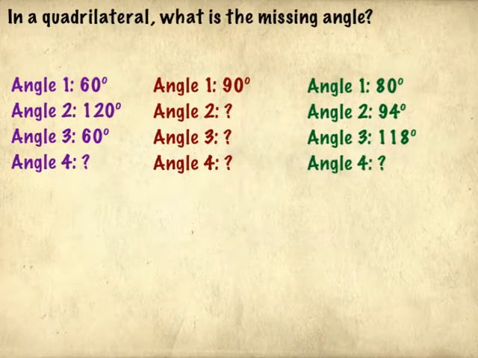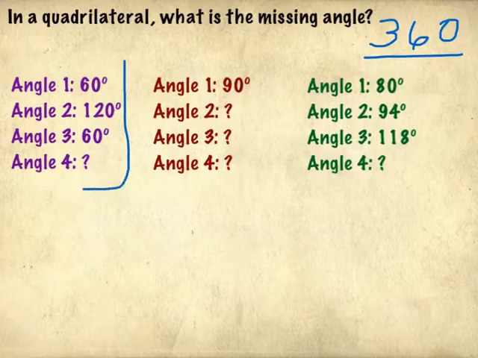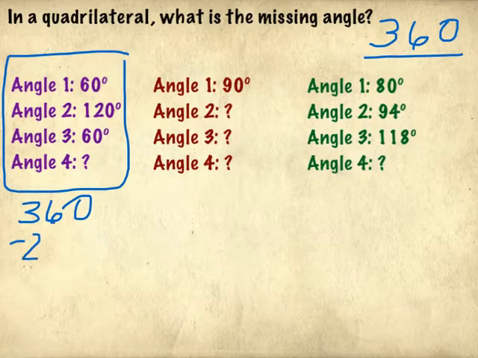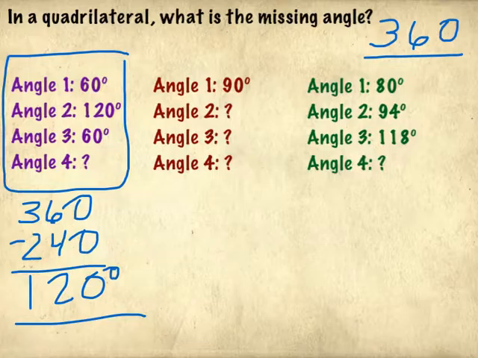The same thing applies for a quadrilateral. If you remember that the angles in a quadrilateral must add up to 360 degrees at all times. So in this first question, I have 60, 120, and 60. So 60 plus 60 is 120, 120 plus 120 is 240. So 360 take away 240. The missing angle has to be 120 degrees. And I actually probably could have figured that out, because if these two are the same, these two are probably going to have to be the same too.